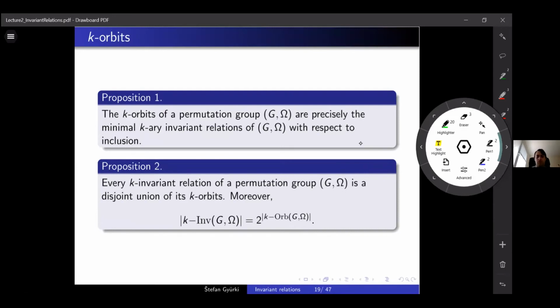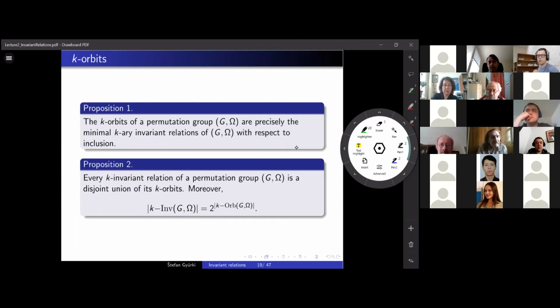Now, one has to understand that the k-orbits are precisely the minimal k-ary invariant relations of the permutation group, if I'm taking minimality with respect to inclusion. It is clear, on one hand, for the reason that if I am putting a k-tuple into a relation, then of course I have to put into that relation all of its images. Otherwise, it will not be invariant. So with any element, I have to put its k-orbit into the relation.